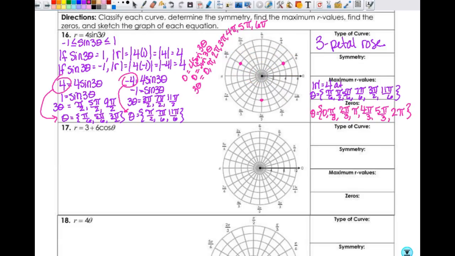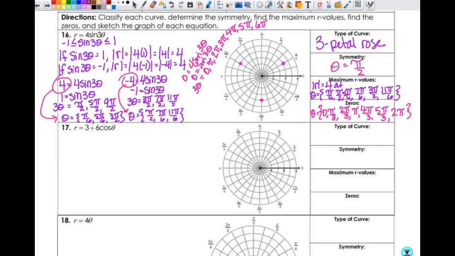And then since I know it's a 3-petal rose, they should start repeating themselves. When I get to 7 pi sixths, my radius should be a negative 4. Okay, so I'm repeating now. So now I think about what kind of symmetry I have. I can answer that question right now. I do not have pole symmetry, because that would mean I'd have to rotate 180 degrees. It is not symmetric with the polar axis. It is symmetric with theta equals pi halves.